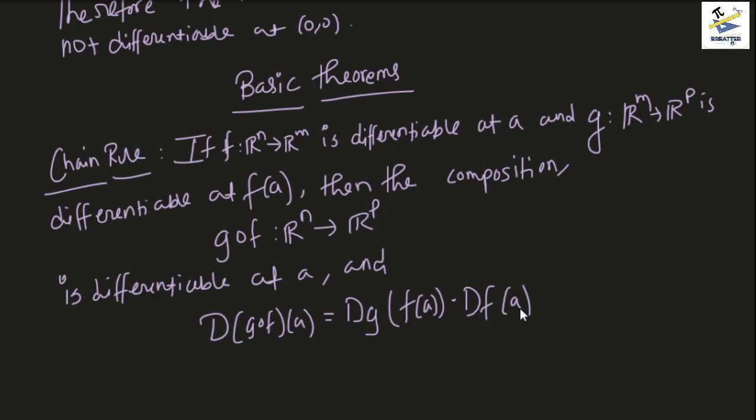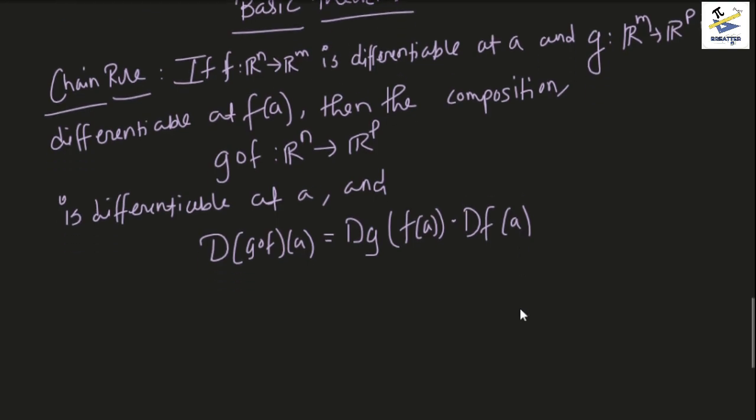So this is how the chain rule works. It's the same as with the single variable case, but here it says that if f is a function from R^n to R^m, and it is differentiable at a, so notice that f(a) belongs to R^m, and we have a function g which goes from R^m to R^p, and this function g is differentiable at f(a).